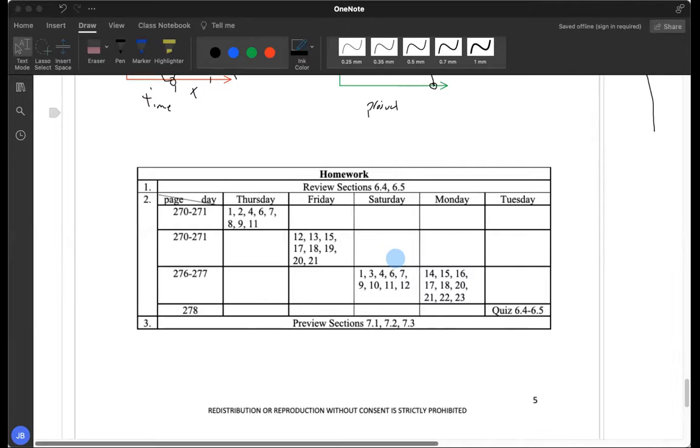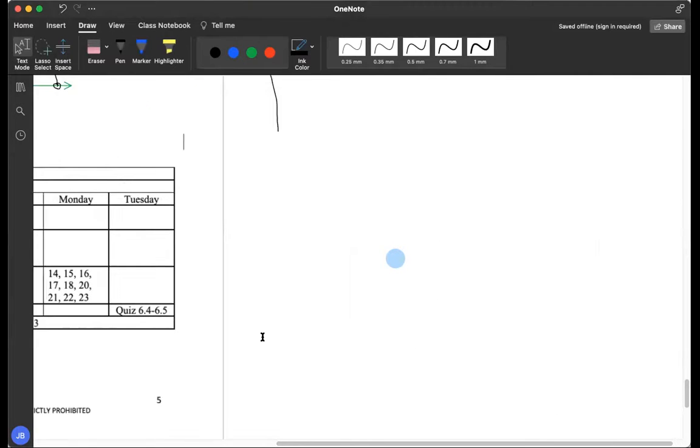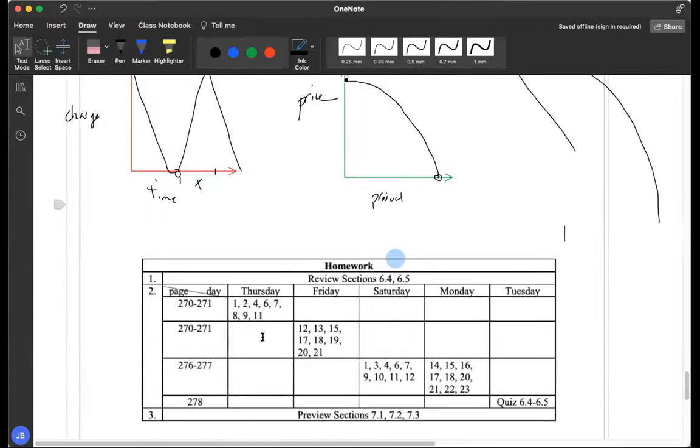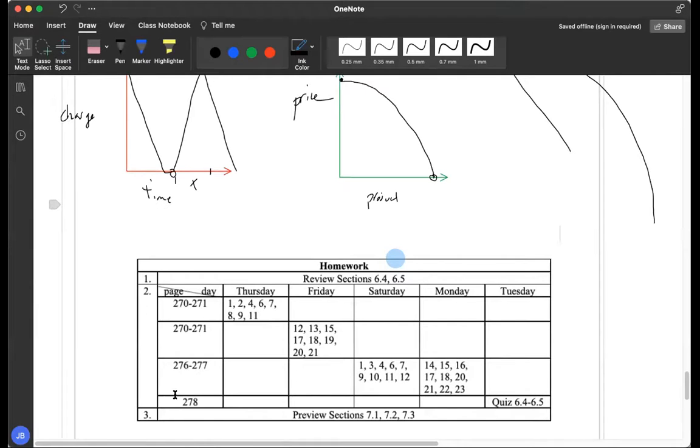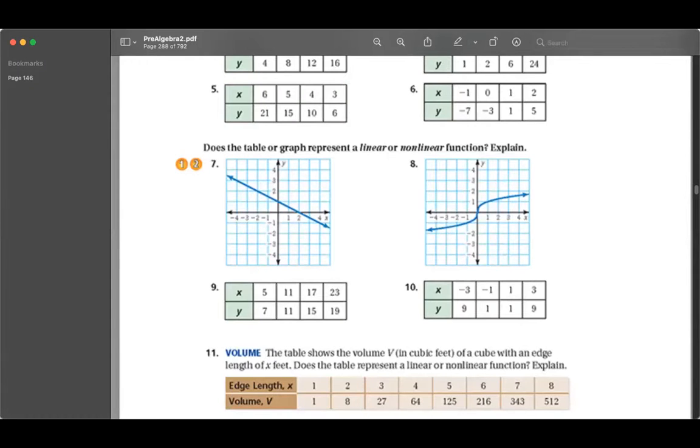Okay, let me see. Oops. 1, 2, 4, 6. Okay. Sure. All right. Can everybody see this? My problems? So we see number 7 and number 8.